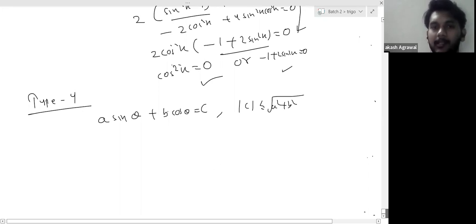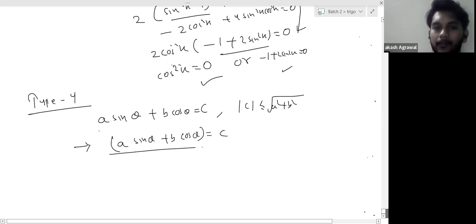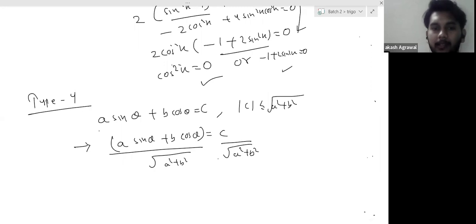All right, if a sin theta plus b cos theta equals c, then the only step to do is divide the whole equation by under root a² plus b². Divide this side and this side. All right, write it down, then I'll give you an example and we'll see how to solve this type of question. Just write it down.